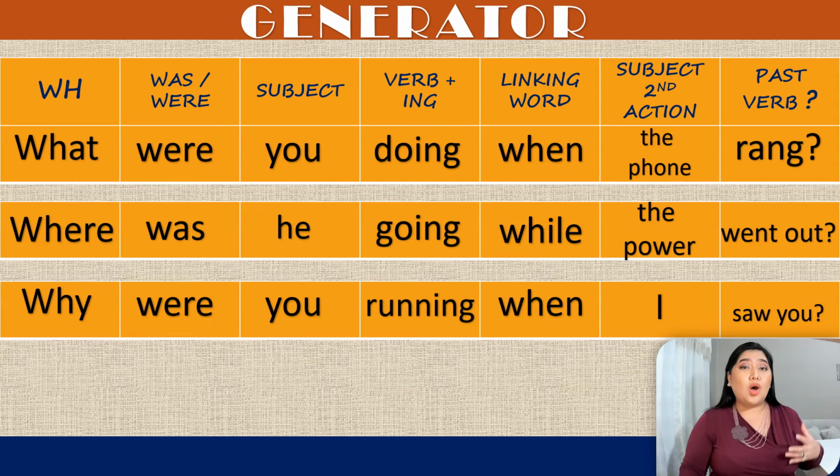Here we have, why were you running when I saw you? So I'd like to know the reason. Why were you running? Oh, well, because I was late. Why were you running when I saw you? So this is it. First, you need to place the activity that was in progress, and then the second one that interrupted this. So it's a full question. We use the past continuous part and the past simple tense, and that is correct.